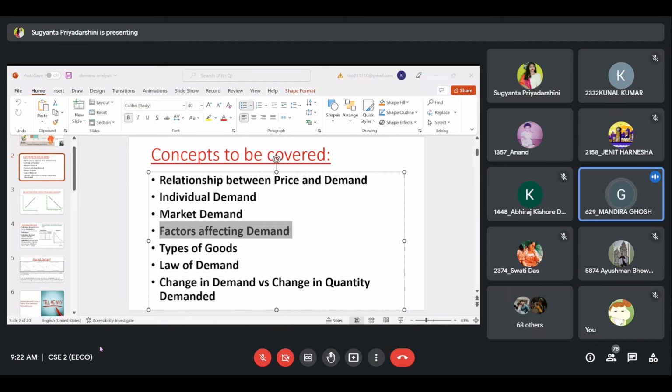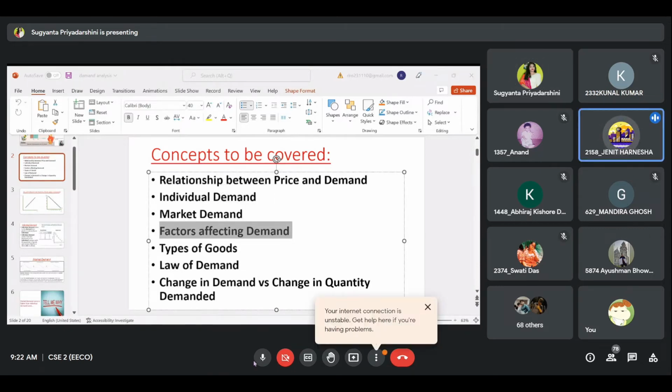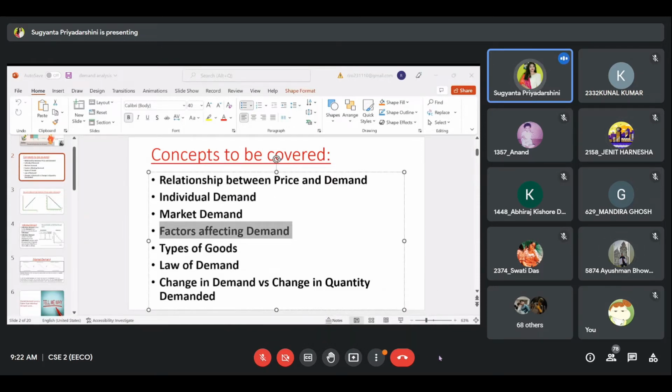The quality of the jeans. The quality and the price. Perfect. We got two things. One is price, another one is quality. Size, color, brand, everything is included under your quality.